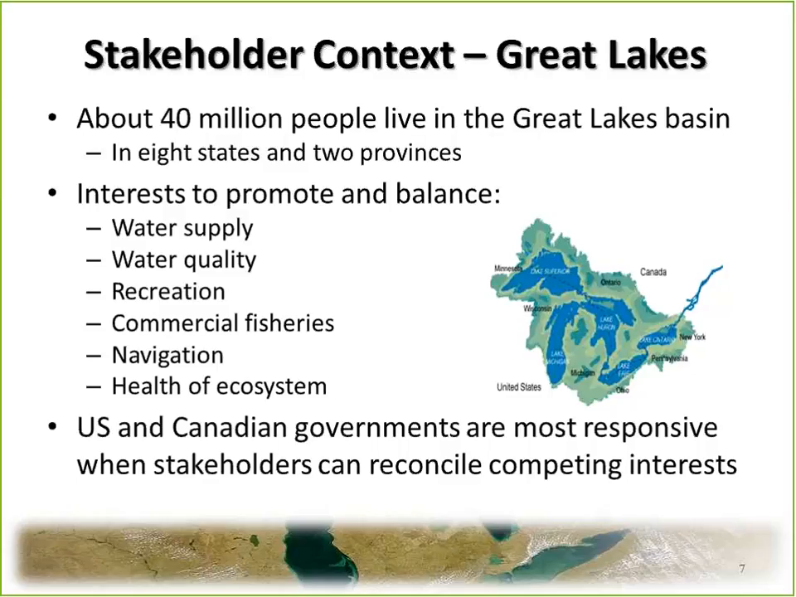Well, there are about 40 million people living in the Great Lakes Basin in the U.S. and Canada. There are 8 states and 2 provinces that border on the Great Lakes. And that's about the same population as California. So things are happening on roughly the same scale as here. And there are just as many interests to balance and promote in the Great Lakes as there are in the Central Valley of California, balancing water supply, water quality, recreation, commercial fisheries, navigation in the lakes, and the health of the ecosystem. And there are trade-offs among all those objectives.